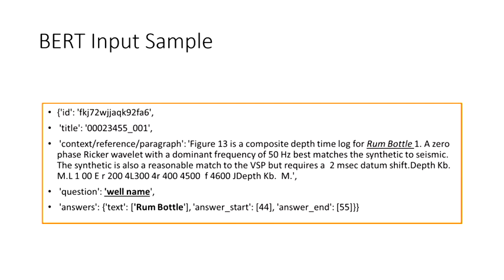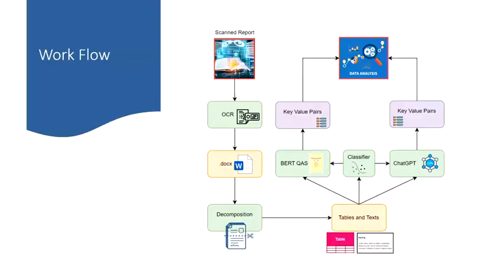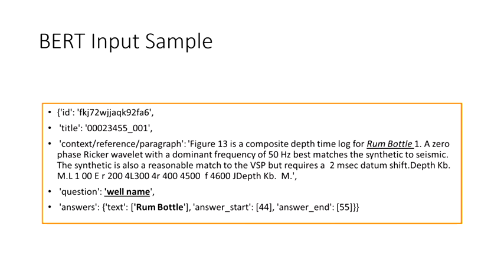To train the BART question answer system, the input looked something like this. You have the context, and then you ask the question, and then you have the answer. Because it is an extractive model, BART will give you the starting and end character of the answer. So you search through the text and then extract that part.